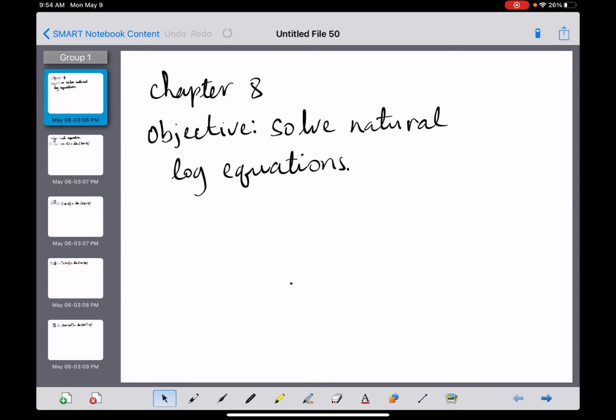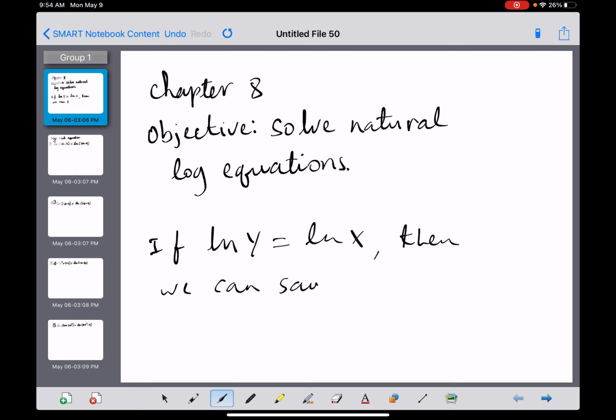In this lesson, I'm going to show you how to solve natural log equations. Just like log equations, natural log has its own property, but they're very similar to log properties as well, okay? So for example, if you have ln y equal to ln x, then we can say that x equal to y, given x and y greater than 0, okay? So remember this property, okay?